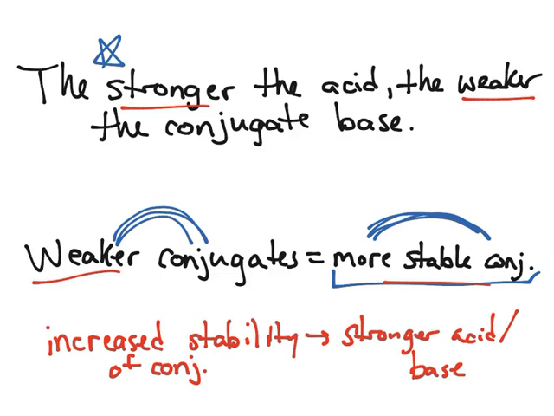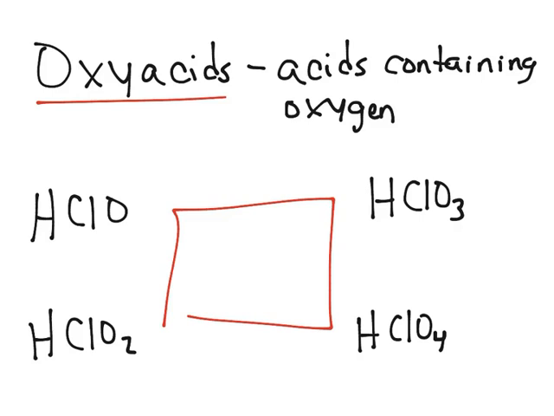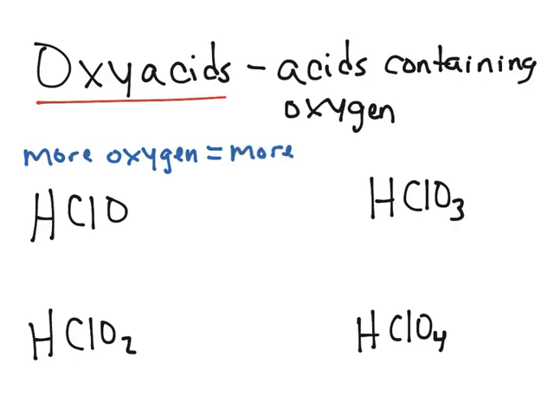So we need to think about why this might be, and to help us, we're going to define oxyacids, which are just acids that contain an oxygen. So here are four similar oxyacids. We have HClO, HClO2, HClO3, and HClO4. Well, generally speaking, more oxygens will yield a more stable conjugate. And that more stable conjugate means that you're going to have a stronger acid.